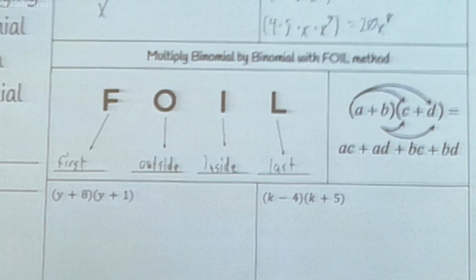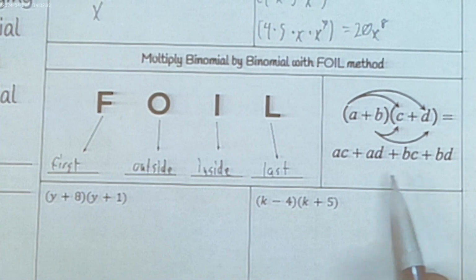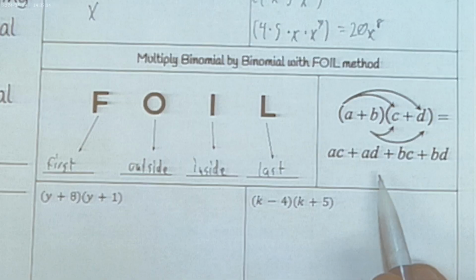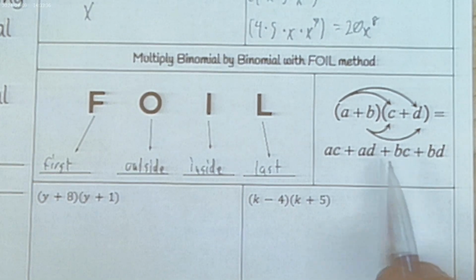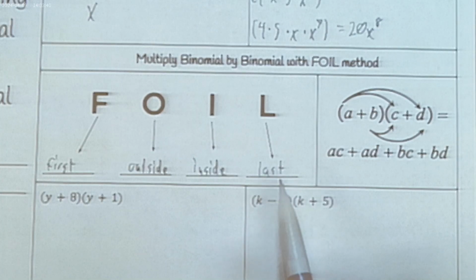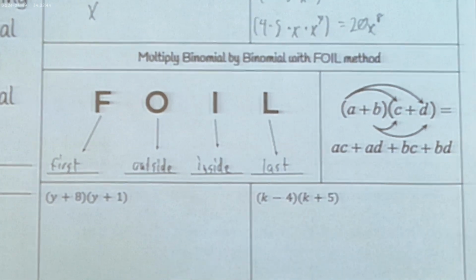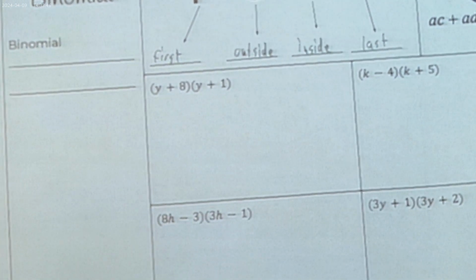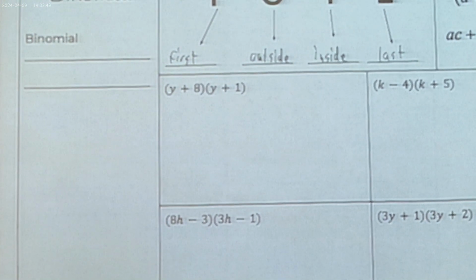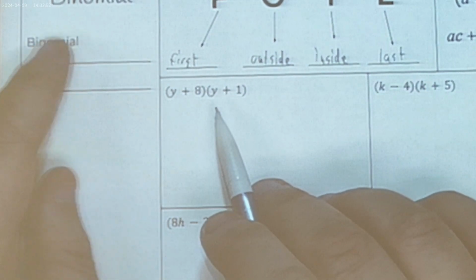All right, and then there's a neat little mnemonic over here, just in case you get lost, or in case it's easier to remember letters. Let's do some numbers. Let's move some numbers. All right, so that leaves me with y plus 8 times y plus 1.